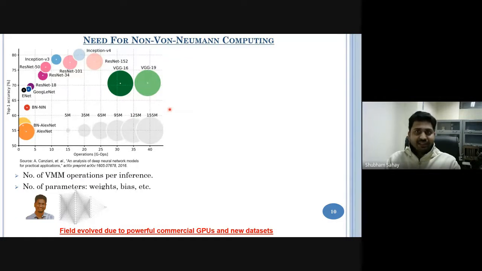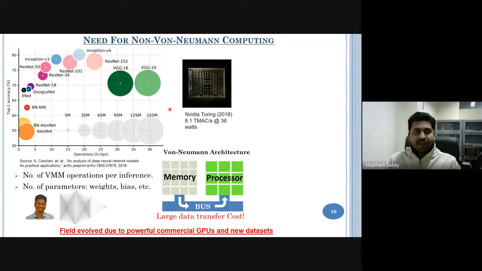So the answer to that question is no, it's not at all energy efficient. This figure shows the NVIDIA Turing chip, which is the most powerful GPU from NVIDIA. It performs 8.1 tera multiply accumulate operations, or vector by matrix multiplications, per second while consuming 36 watts of power. Now your mobile phone or your smartwatch or any other IoT device cannot deliver a power of 36 watts. So why is it consuming such a large amount of power?